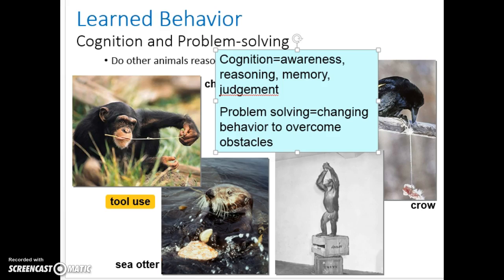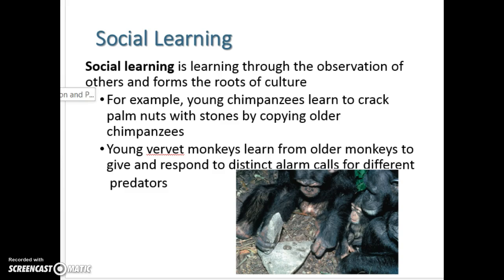Another example is, let's see if it's on the next one here. Nope. Well, actually it is here. Another problem-solving cognition has to do with social learning among vervet monkeys. And these young monkeys learn from older monkeys to give, which means to actually make alarm calls or respond to alarm calls for different predators. So they'll have predators that both live on the ground and live up above them.